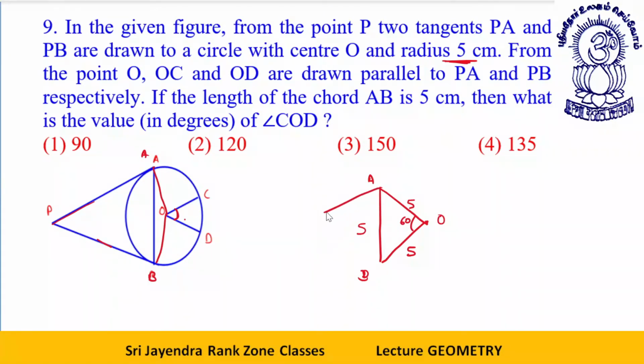Now, this is a tangent. PA is a tangent, also PB is a tangent. This angle is 90 degree. This angle is 90 degree. Getting it? So when you have two angles 90 degree and one angle 60 degree, the other angle will automatically be 120 degree. Now, my dear students, PA and PB are parallel to CO and DO. So these are like similar.